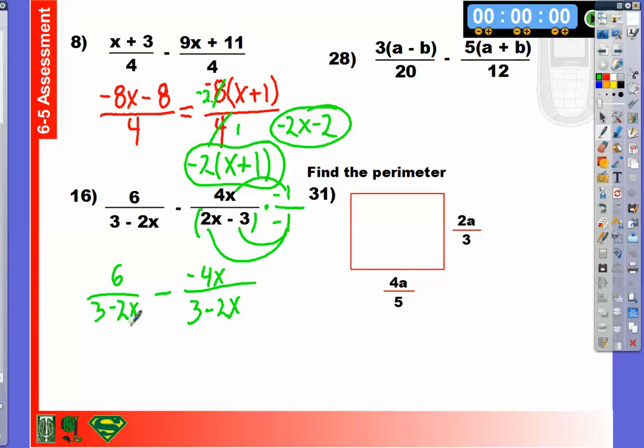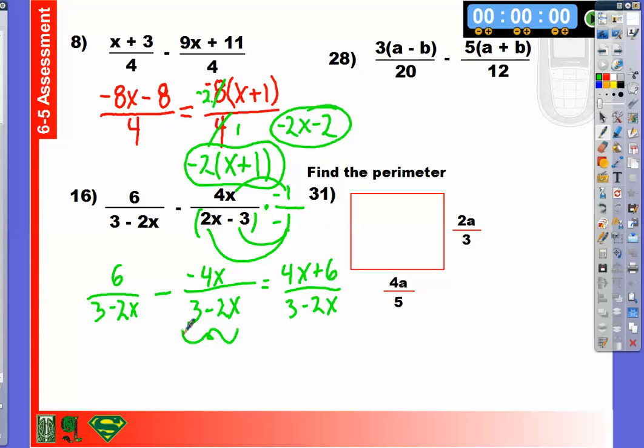All right, so let's go ahead and subtract. So I have 6 minus negative 4x. Subtracting a negative is the same as adding. So I end up with 4x plus 6 over 3 minus 2x. Now, is there anything in this polynomial, this binomial, that I can factor out? No. So therefore, I am pretty much done.